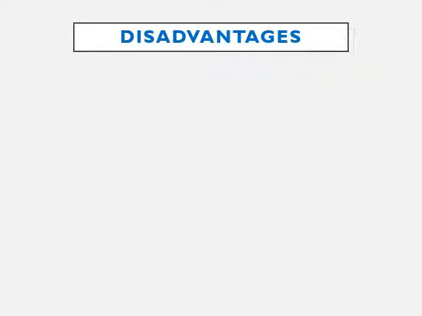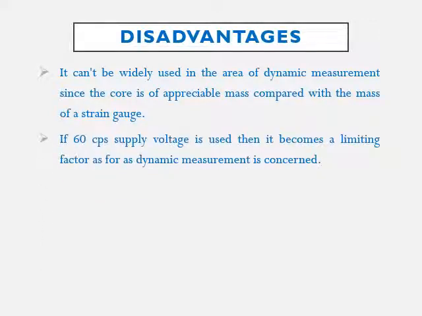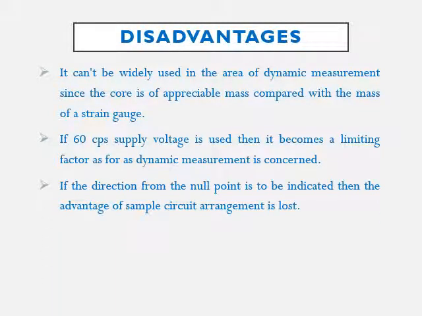Some of the limitations of these electrical and electronic comparators are: it can't be widely used in the area of dynamic measurements since the core is of appreciable mass compared with the mass of the strain gauges. If a 60 CPS supply voltage is used, then it becomes a limiting factor as far as dynamic measurement is concerned. If the direction from the null point is to be indicated, then the advantage of the simple circuit is lost.